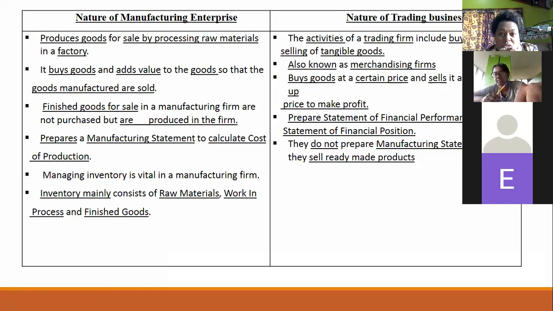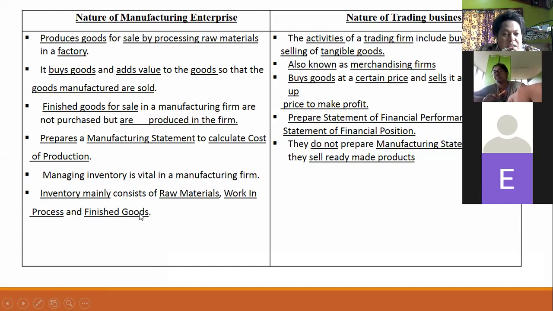Yes. Okay. So for the statement of financial performance, your last entry is normally net profit. For financial position, you know we normally balance assets together with liabilities and proprietorship. Our second last point: managing inventory is vital in a manufacturing firm. Last point: inventory mainly consists of raw materials, work in process, and finished goods.